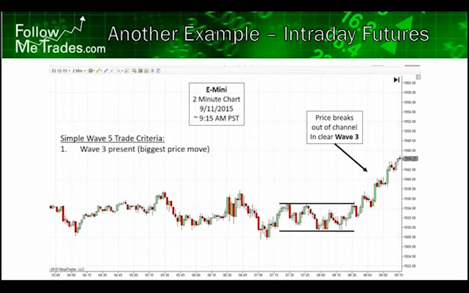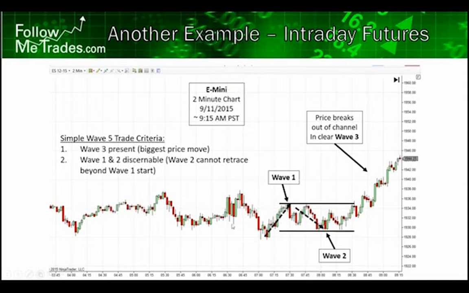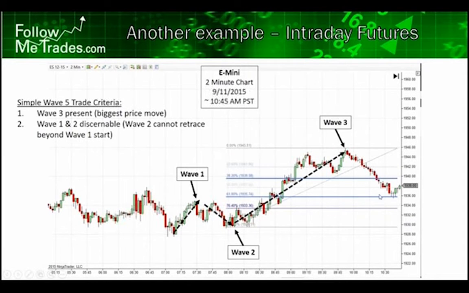Okay, boom, wave 3 is present. Wave 1 and 2, there it is. It's the beginning. Where did it start? You know, a move up, a move down that did not go below the bottom of wave 1, and a dramatic move. Perfect. Wave 4. Need to see wave 4 retrace down to the Fibonacci zone? Perfect. It did it. There's wave 4.